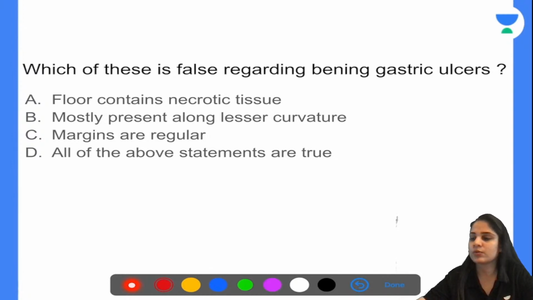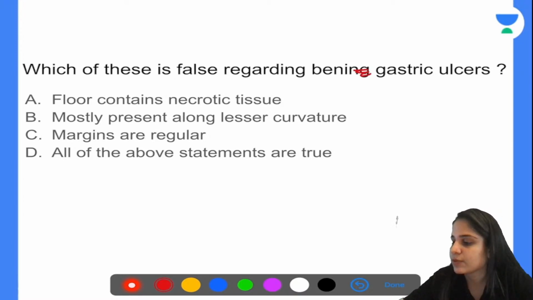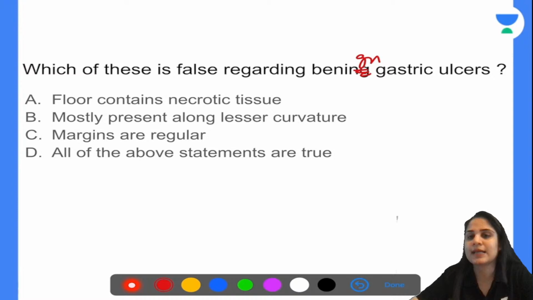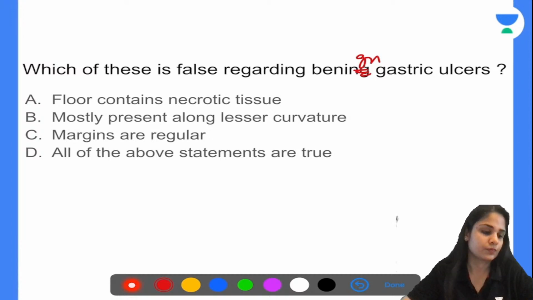Now, let's move on to the next question about gastric ulcer. Which of these is false regarding benign gastric ulcers? Sorry about the spelling mistake. About benign gastric ulcers: floor contains necrotic tissue, mostly present along lesser curvature. Margins are regular. All of the above statements are true.